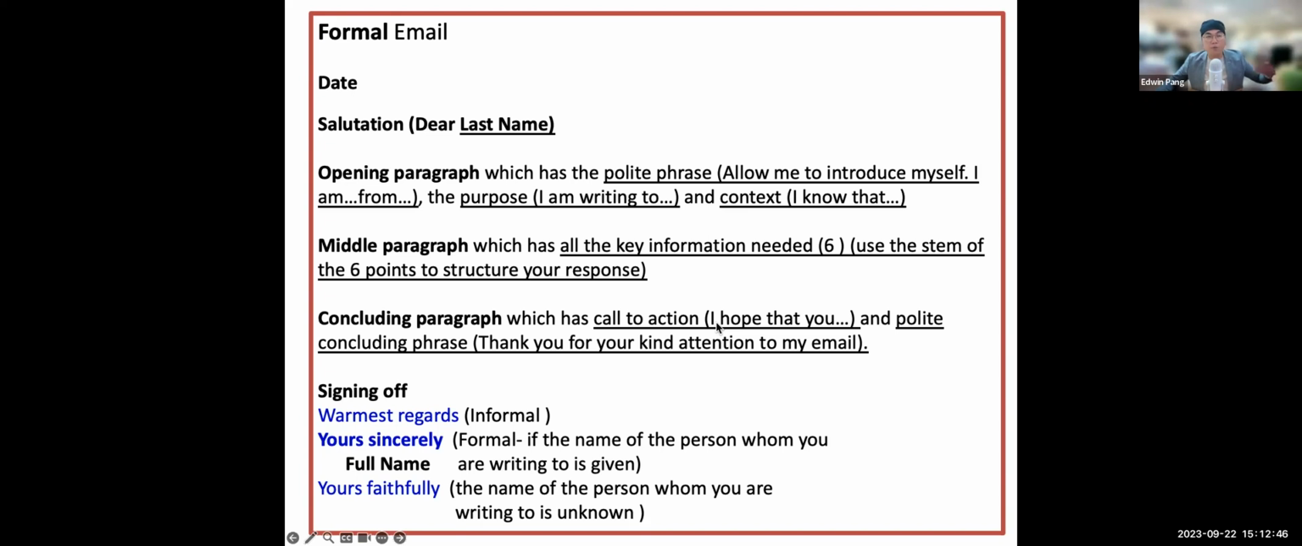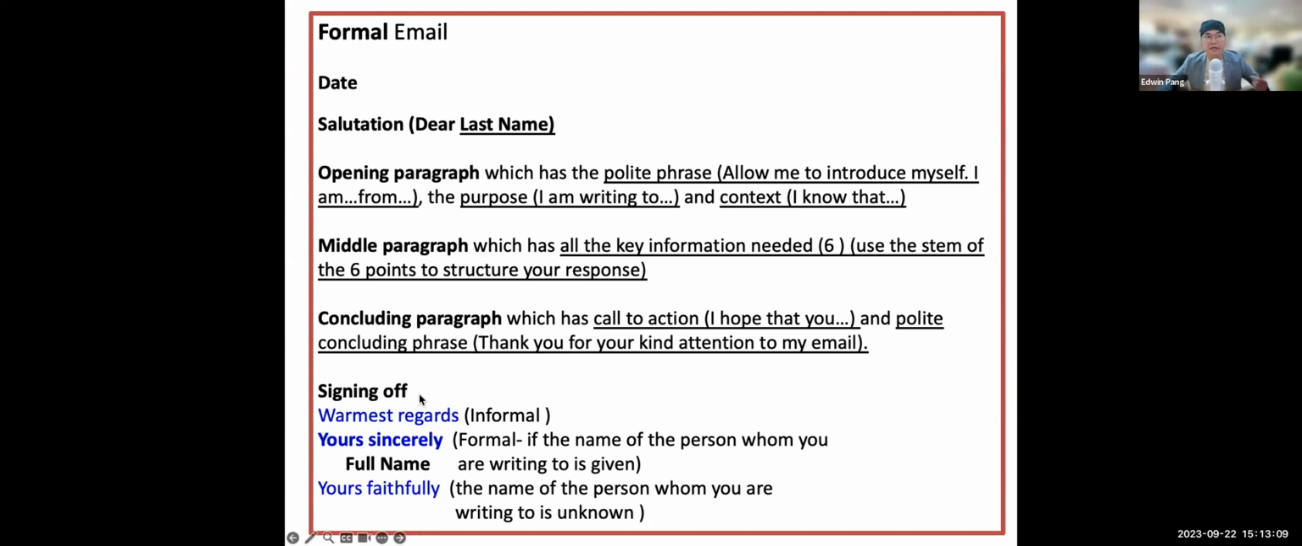So I hope that you will. So as the principal of Simin Primary School, I hope that you will present these good deeds that Adam has done before the school during assembly, right? That's an example. Okay. And then the polite concluding phrase is always thank you for your kind attention to my email. Okay. That one you can memorize. That will be a standard phrase.